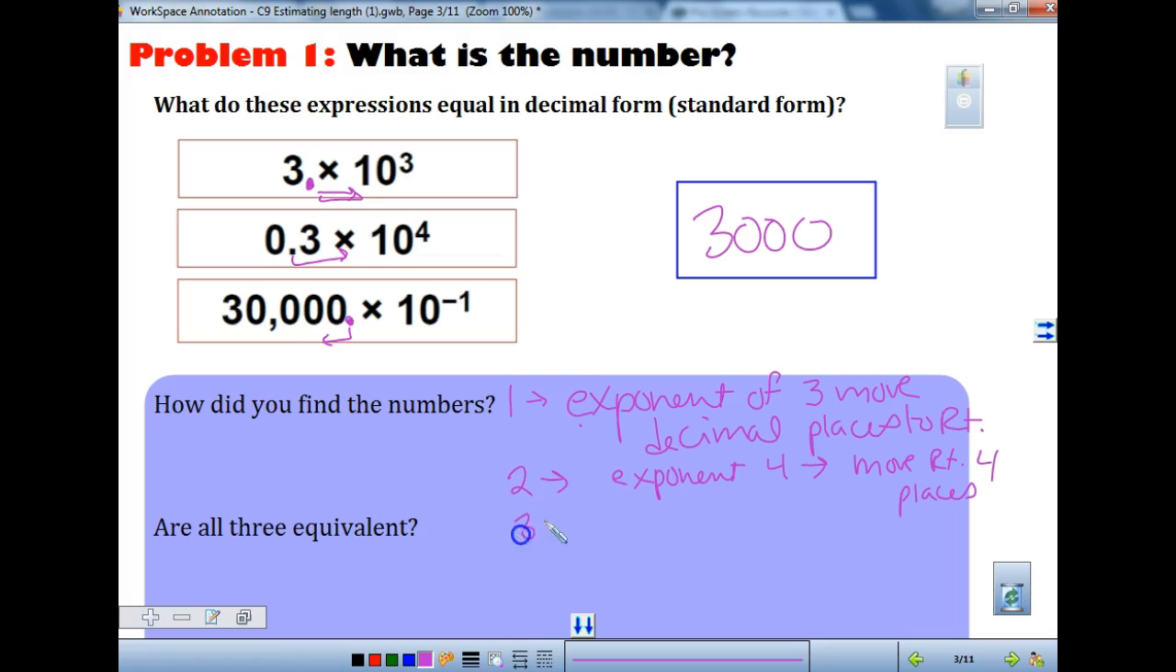And the very last one, the third one, is telling us, since the exponent is a -1, here we are going to move the decimal 1 place, and this time instead of to the right, to the left. Are all 3 equivalent? That means, are they equal? Yes. All 3 of them are equal or equivalent as we look at those.